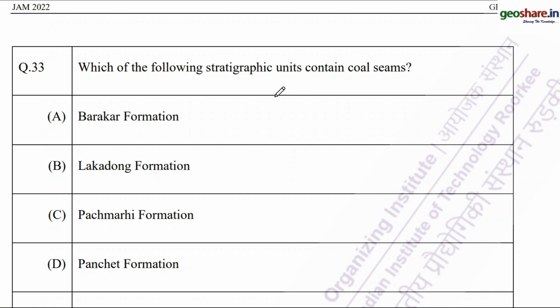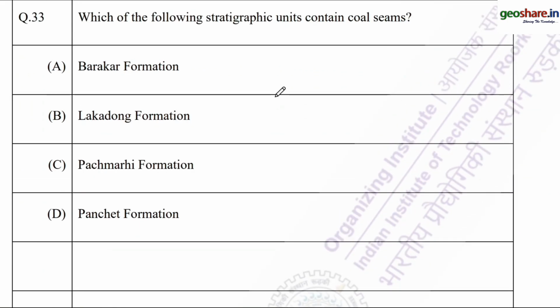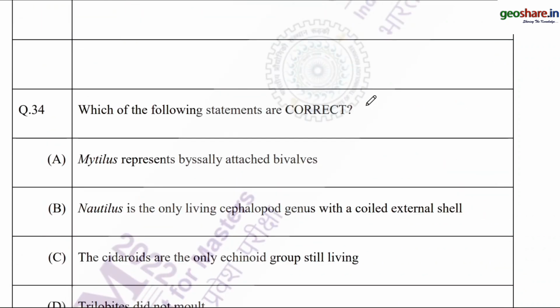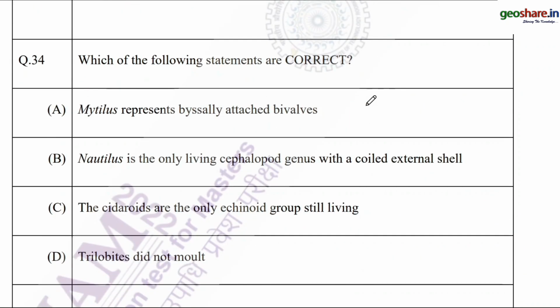Which one of the following stratigraphic units contains coal seams? Barakar and Lakadong formation. Which one of the statements is correct? A and B.